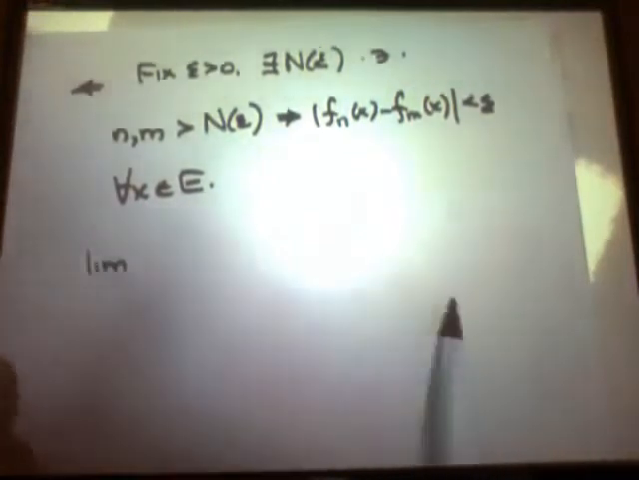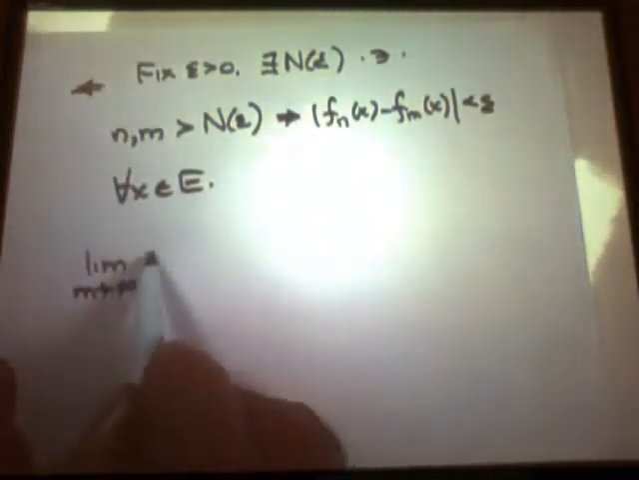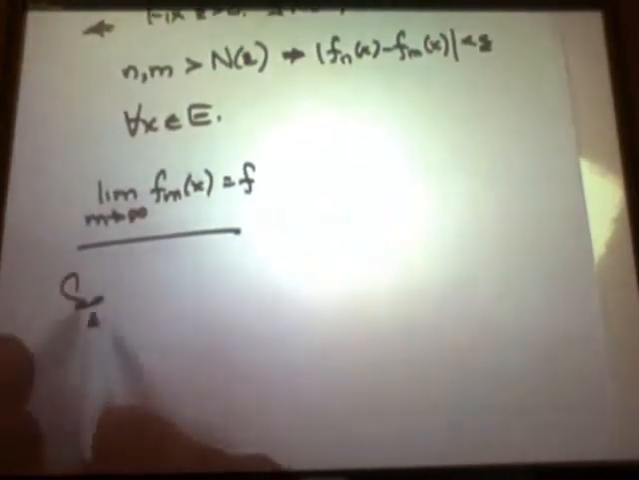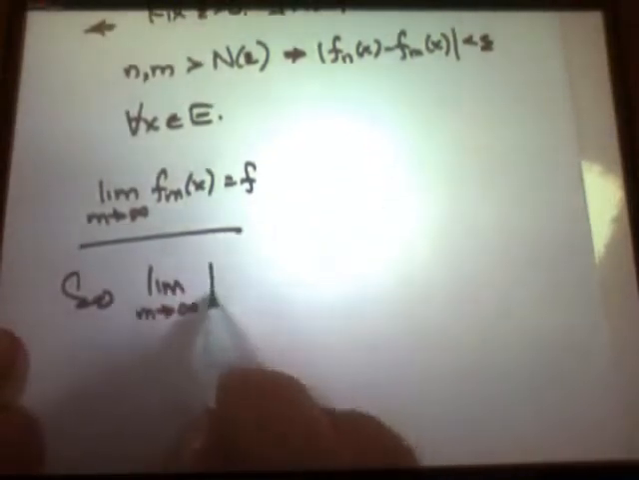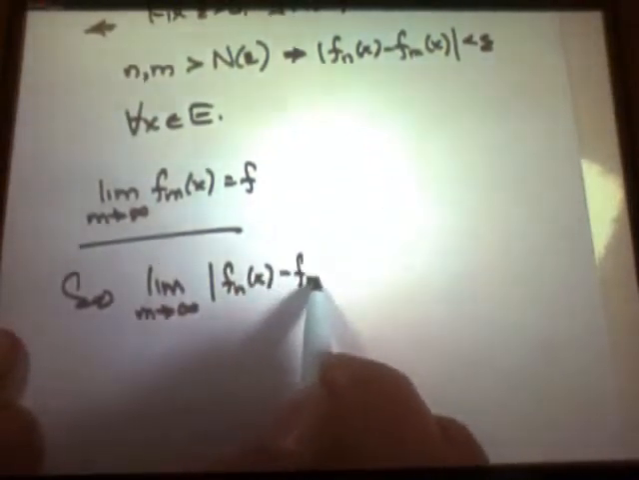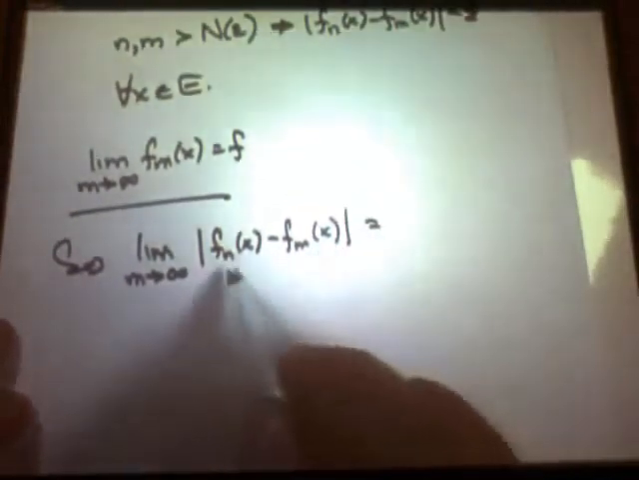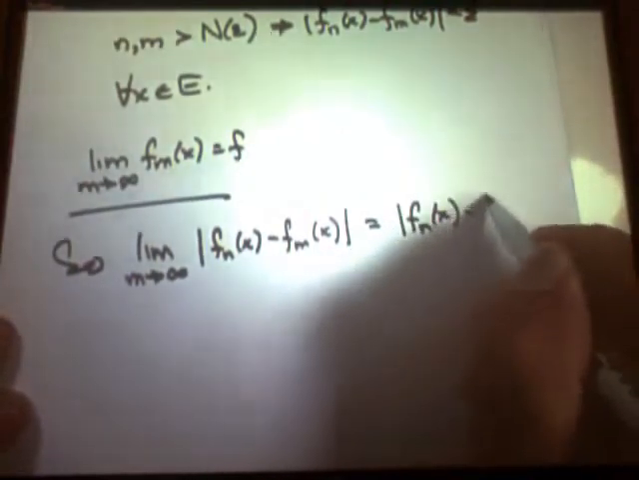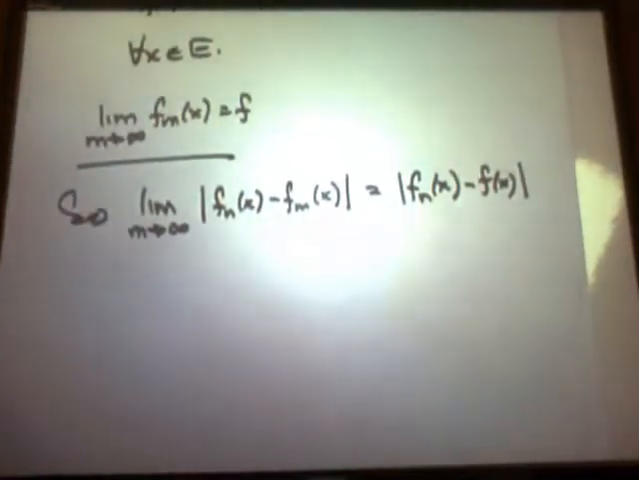The limit as m goes to infinity, the pointwise limit of f_m of x, is f, right? So why don't we just apply that limit operation to the absolute value? It doesn't affect the first term, right? And it produces the unsubscripted f in the second term.